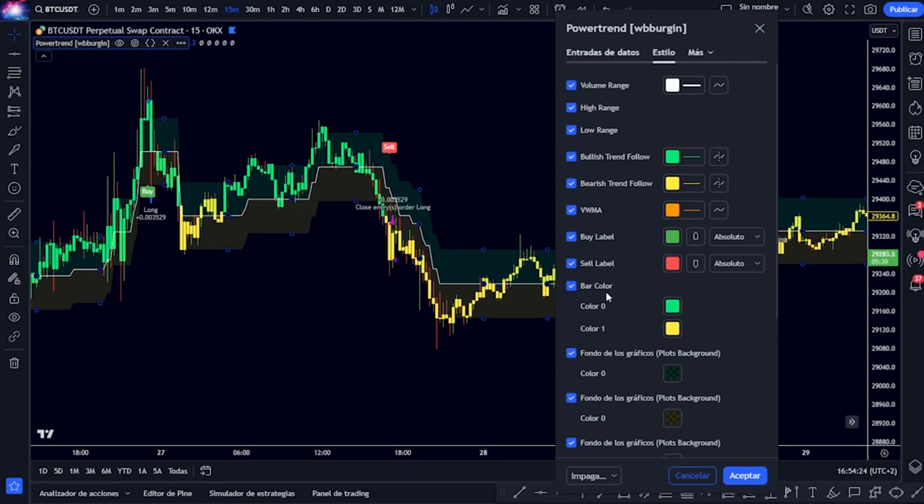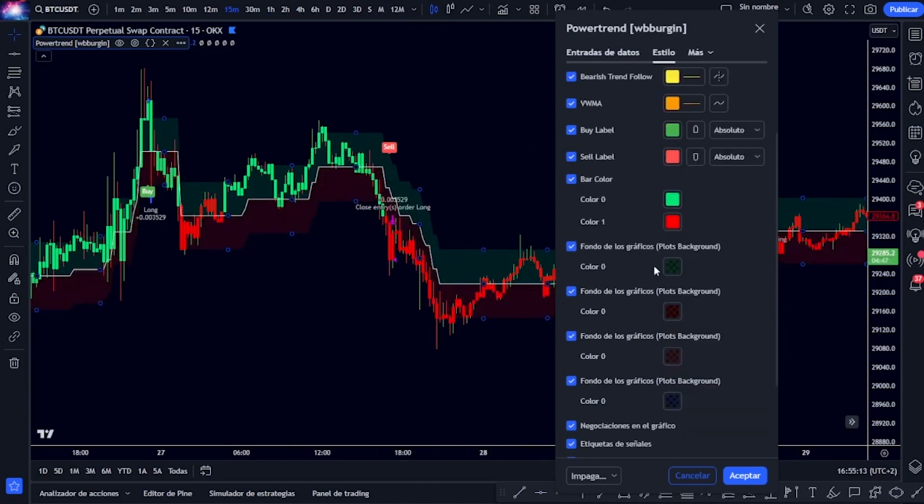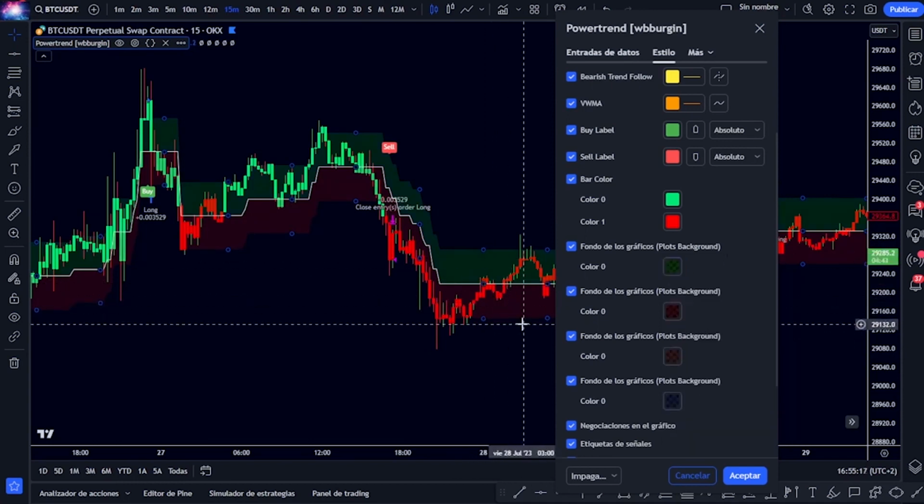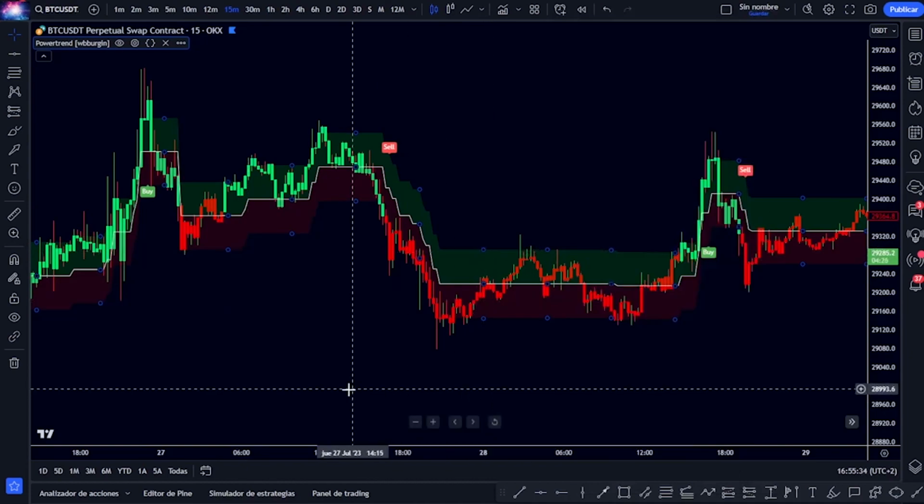If you use the white background, I recommend obviously that the average of the intermediate volume you put it in black so that it comes out well visible. And then here in the yellow part, one prefer to have the green and red candles, especially when the indicator paints the trend changes. And in the part of the shaded channel, I will also put it in red and green so that it is visible. It is very important that here you remove the option to show negotiations on the chart, which is the part that uses the strategy, and click on Accept.